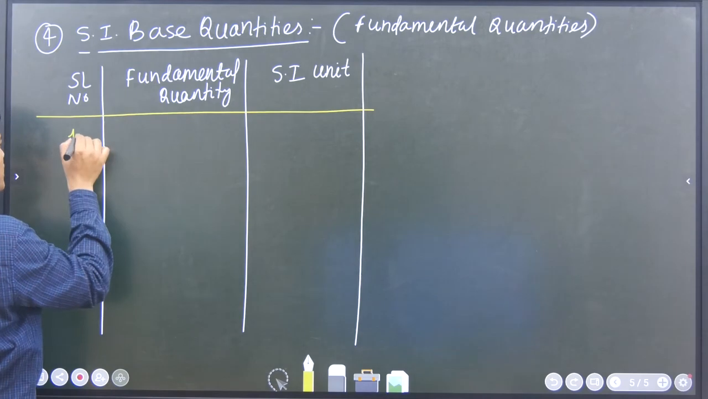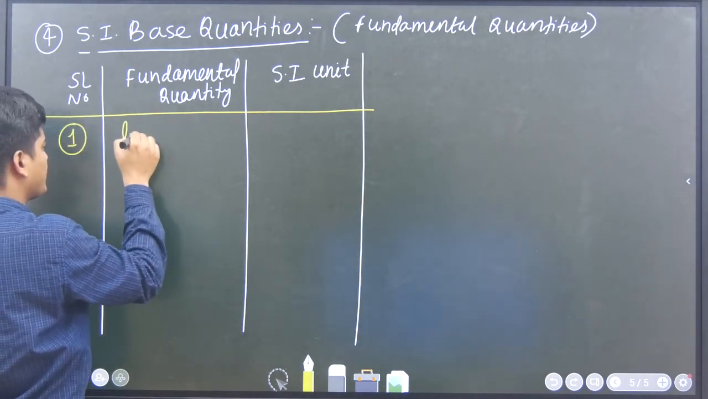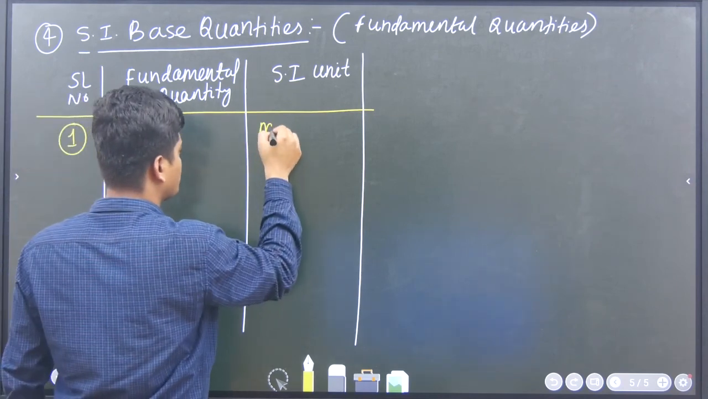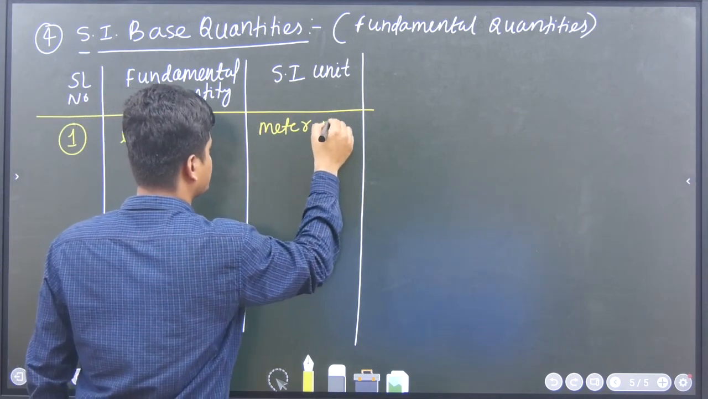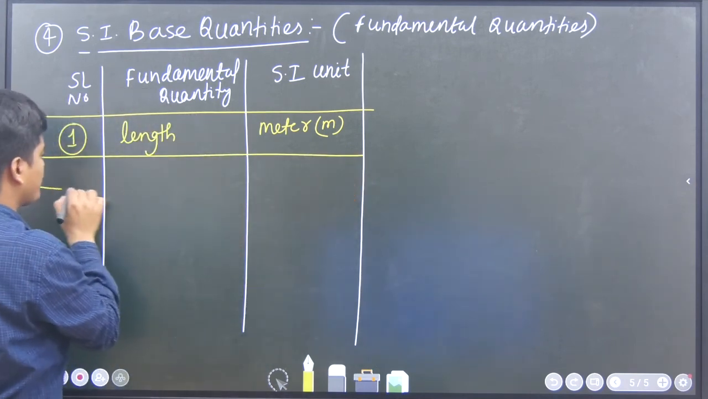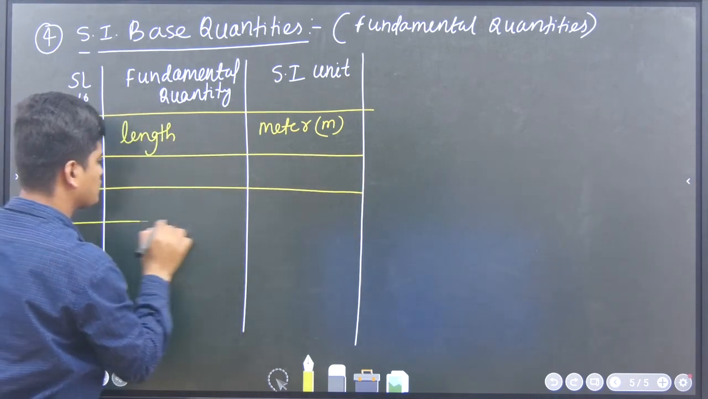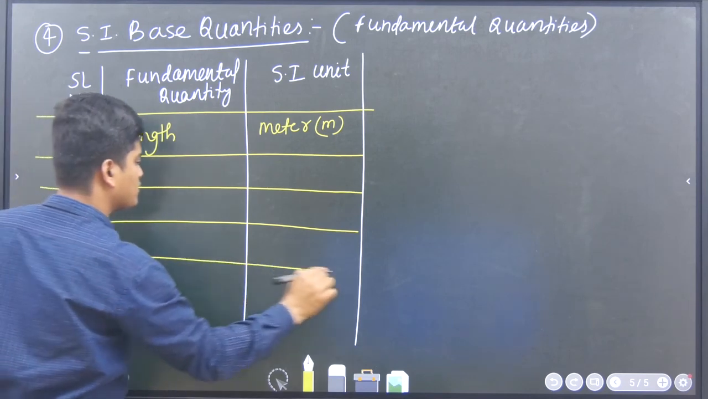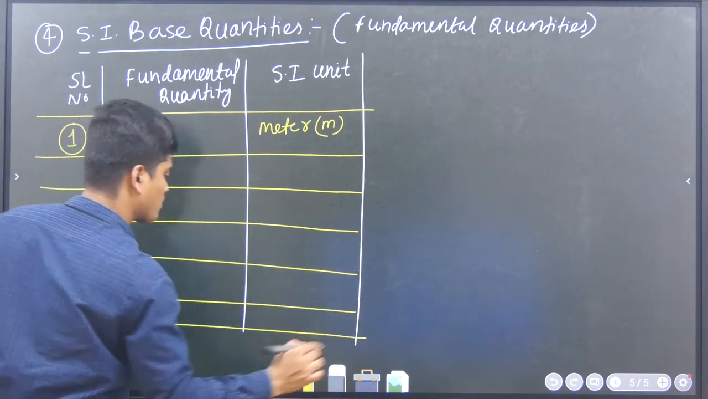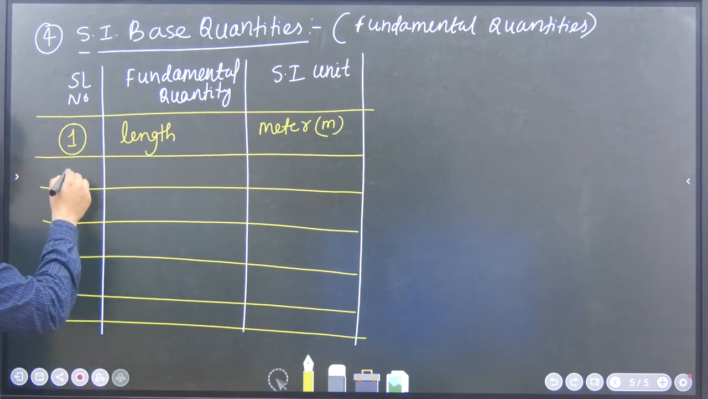So serial number 1, the fundamental quantity I will take is length. The SI unit of length is the meter, and the symbol is m. Now we actually have 7 fundamental quantities, so let me draw 7 boxes for that.